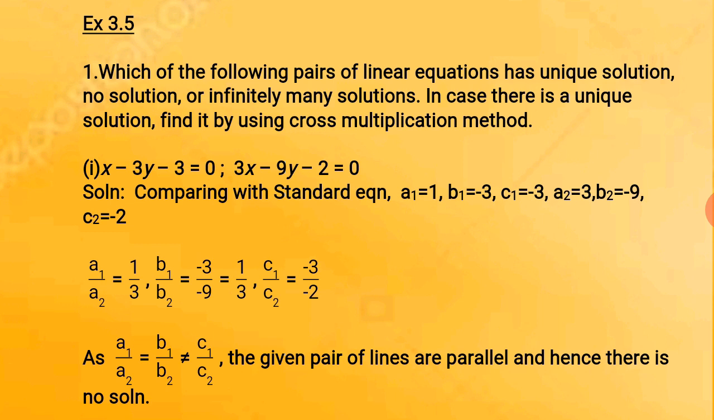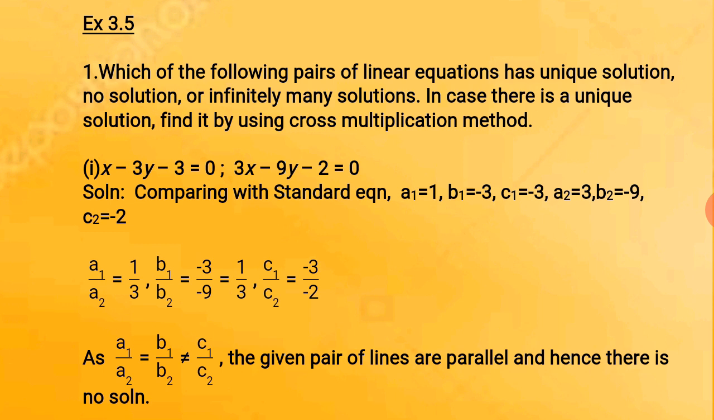a1 upon a2, in this case is 1 by 3. b1 upon b2 is minus 3 upon minus 9, which is nothing but 1 upon 3. In this particular case, a1 upon a2 is equal to b1 upon b2. So we are proceeding and we are finding out the third ratio also, that is c1 upon c2. When you find out all these, you get to know that a1 upon a2 is equal to b1 upon b2 is not at all equal to c1 upon c2.